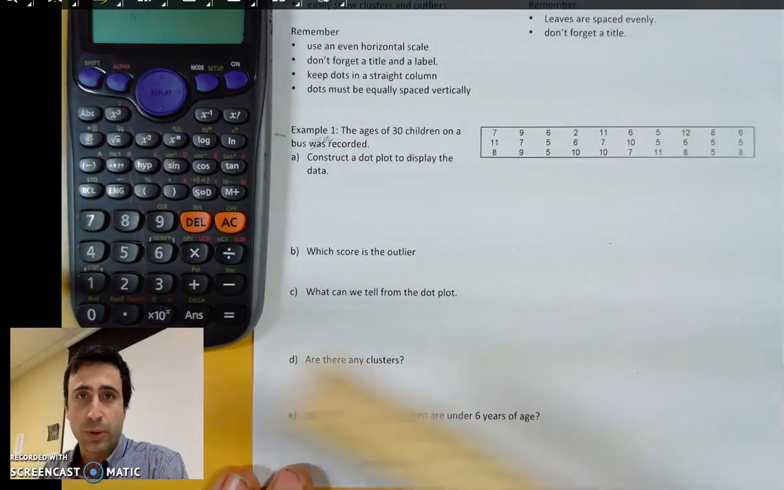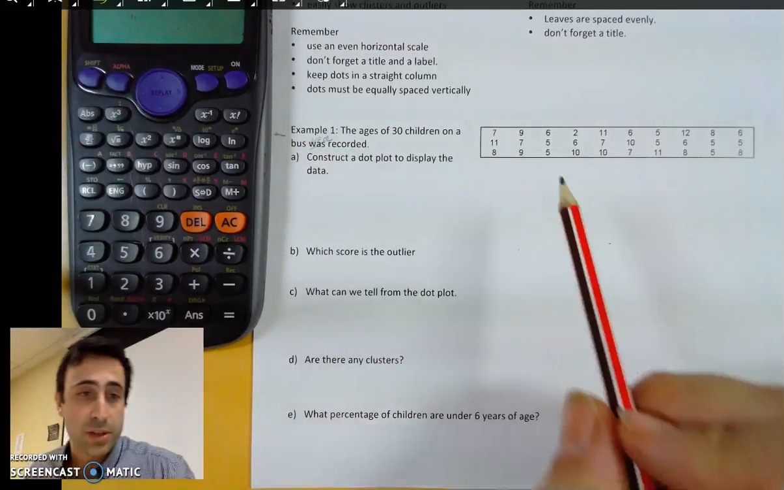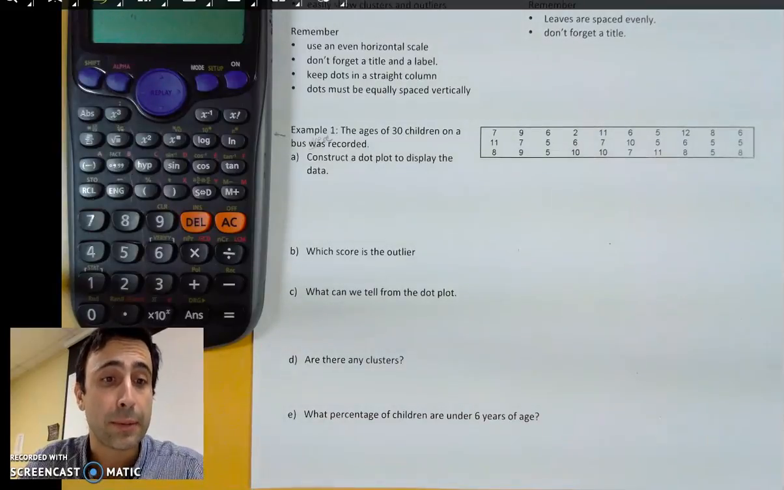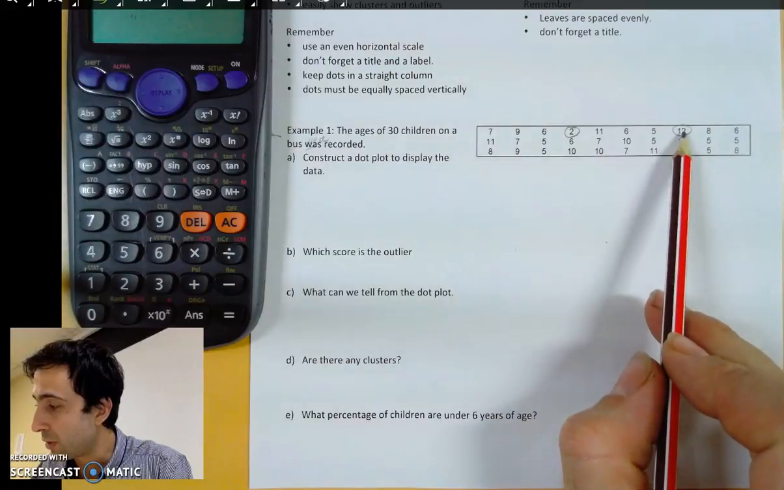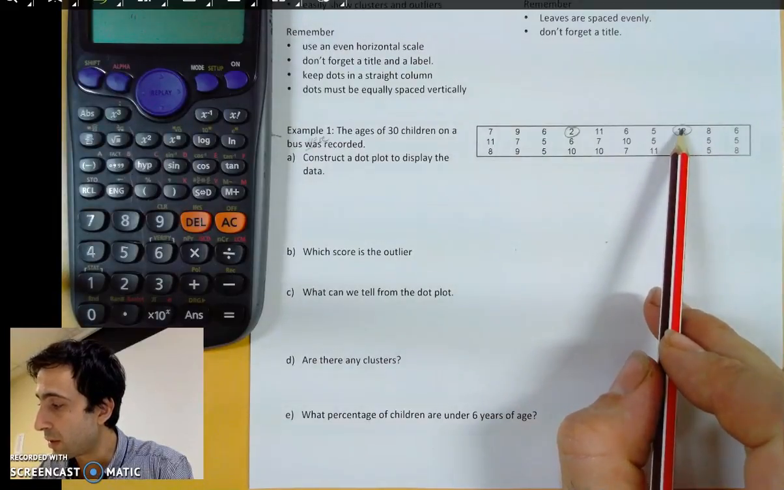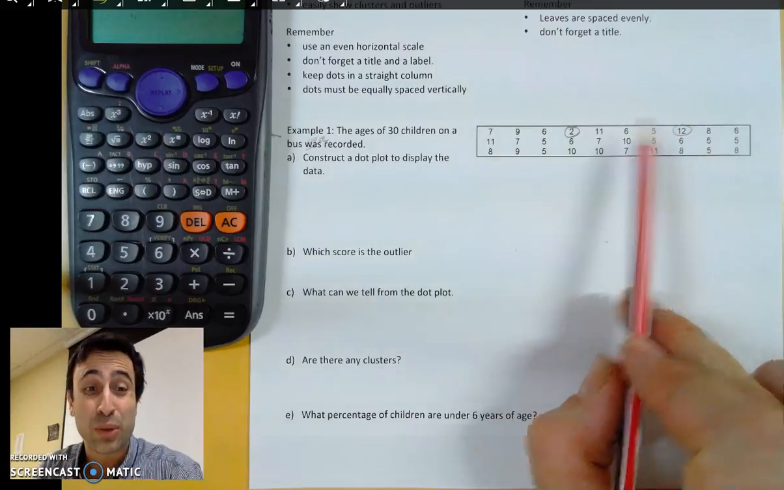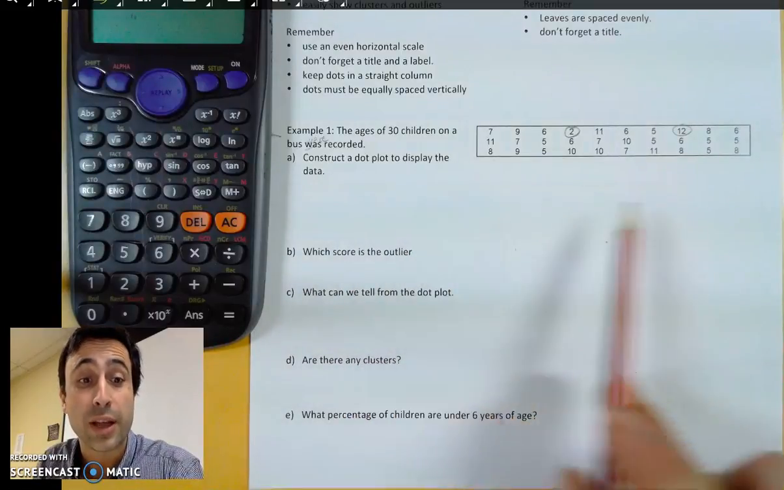So in order to do a dot plot, what we need to see is what's the highest number and what's the lowest number, so we know how wide the dot plot is. Now I'm just going to pause and do that now. What we see is that the oldest child on the bus is 12 and the youngest is 2. So our dot plot needs to go all the way from 2 right through to 12. I'll just do that now.